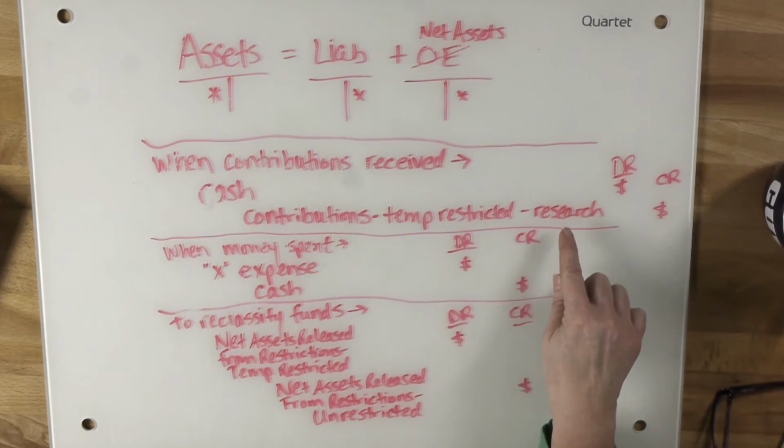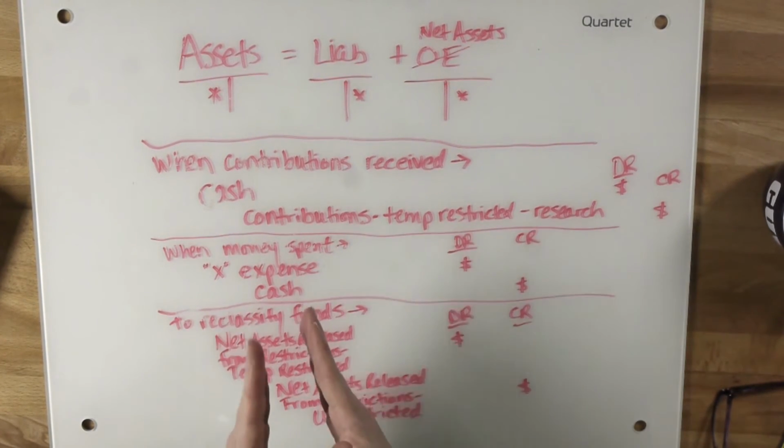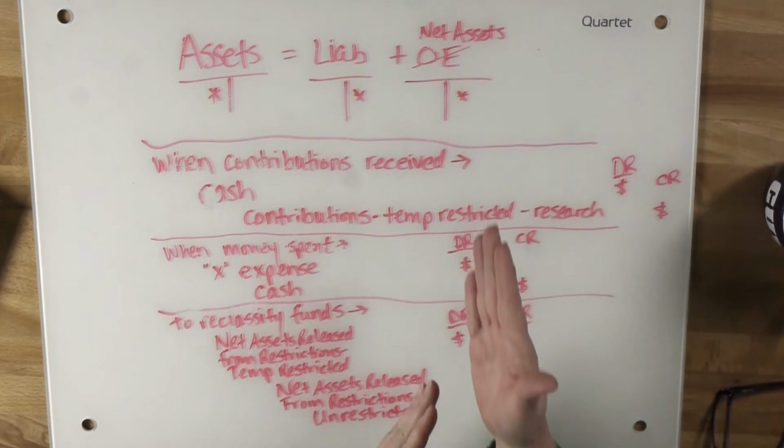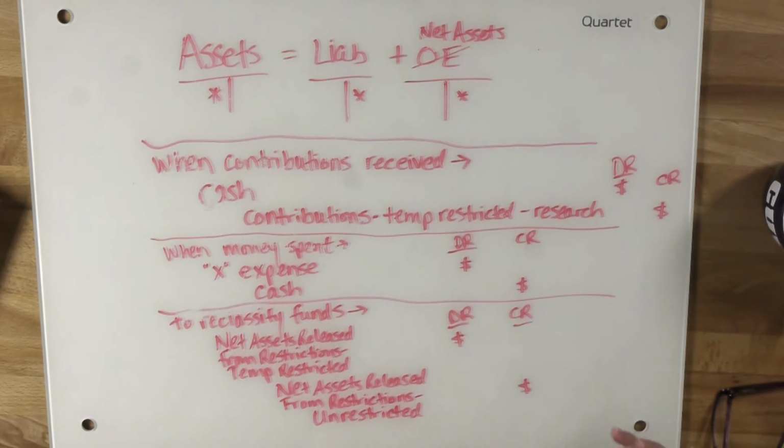And then lastly, what will the money be spent on? It's going to be spent on research. So if you can stick with that format that says contributions, what type of net assets it should go into, and then what the money is to be spent on, it'll make your life a little bit easier as you're trying to figure out where to go from here as I'm recording journal entries.